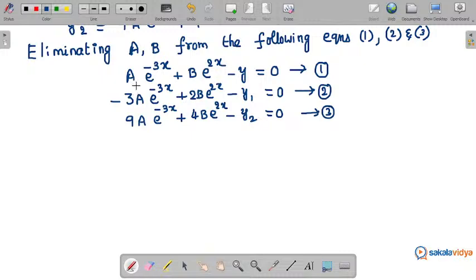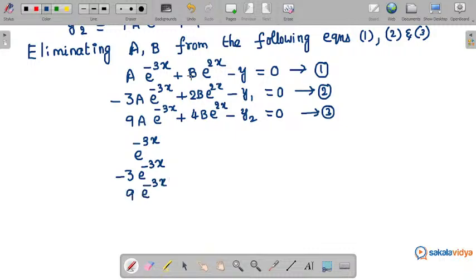Actually, take the a coefficient from the first equation. What is the a coefficient here? e to the power of minus 3x. In the second equation, what is the a coefficient? That is negative 3 e to the power of minus 3x. From the third equation, what is the a coefficient? 9 times e to the power of minus 3x.